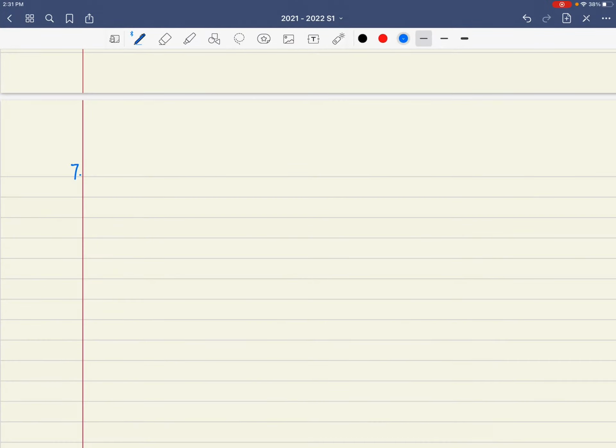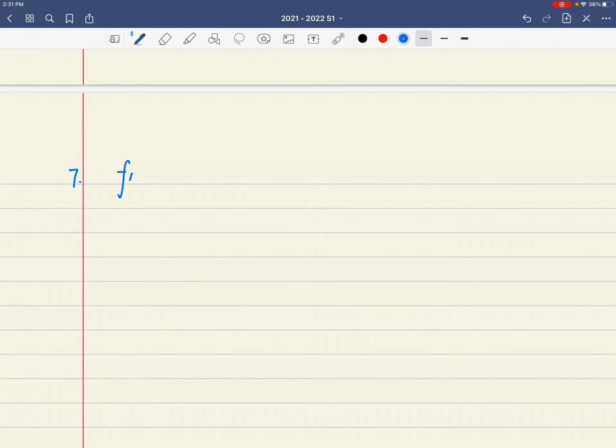Okay, problem 7. Use the intermediate value theorem to prove that f(x), which is x cubed plus 2x minus 4, has a root. Prove that it has a root in [1, 2]. Okay, so how do you prove that?